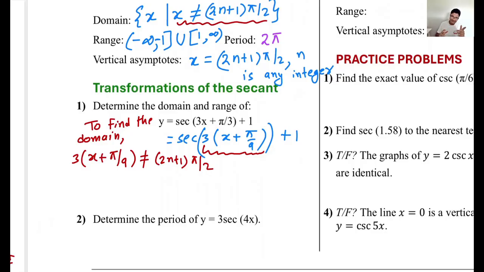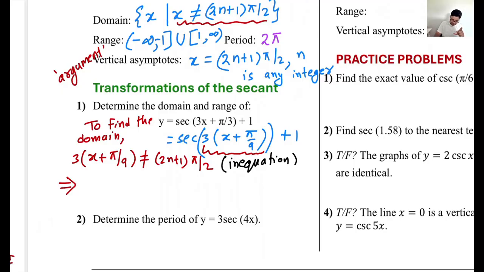Okay, so it's not x, we should not get fixated with x. We have to understand the x there was the input to the secant function, what we call the argument. An input to a function is called an argument. So the argument of secant should not be equal to 2n plus 1 pi over 2. Here the argument is 3 times x plus pi over 9, so that. And then we need to solve that inequation. In case you did not know, this is not an equation, right? This is an inequation, and it can be solved just like an equation. The same rules apply.